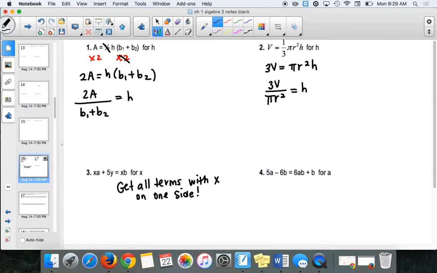So the quickest way of doing this is to take this xa here and bring it to the other side. So what operation do I need to get it to the other side? Subtraction. So I'm going to subtract the xa over. So I'm going to have 5y equals xb minus xa. Okay, and we do that for a reason, because if I'm trying to solve for x, I can't have an x on my other side. It needs to be x equals, and nothing with x on the other side. So I do this because I can pull out an x. I can factor it to the front.